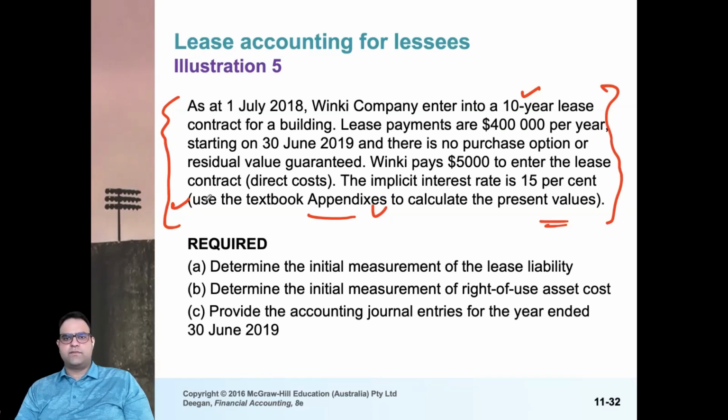The only difference is maybe in the direct cost that might be incurred, because here they do the contract, which is a direct cost, which will definitely change the liability. So liability plus direct cost is equal to asset. So direct cost over here is 5,000. So it will change the asset value by 5,000. That's the only difference in this question as compared to the prior.